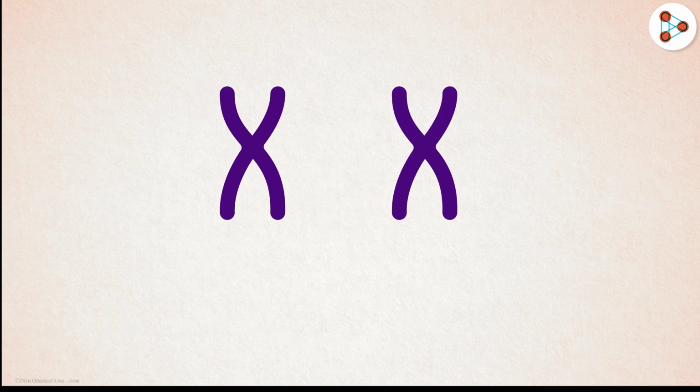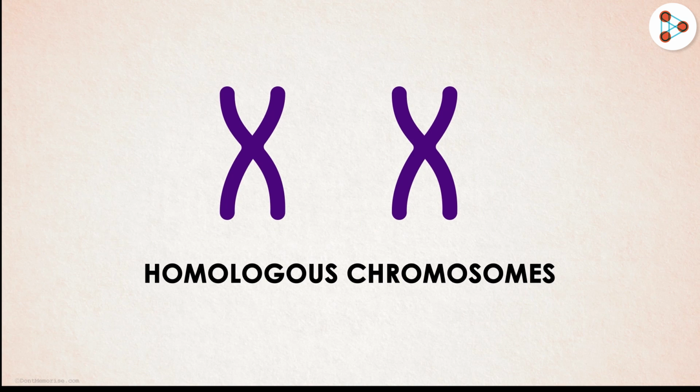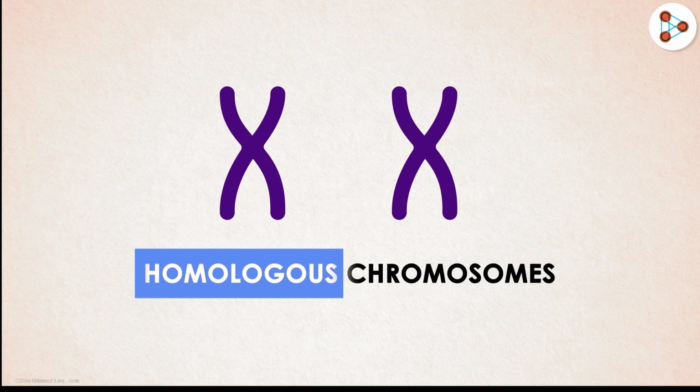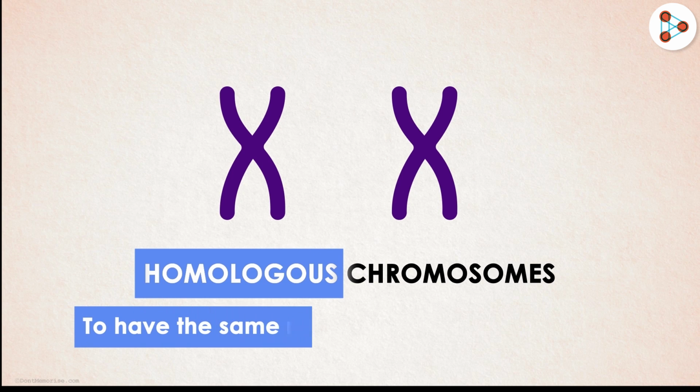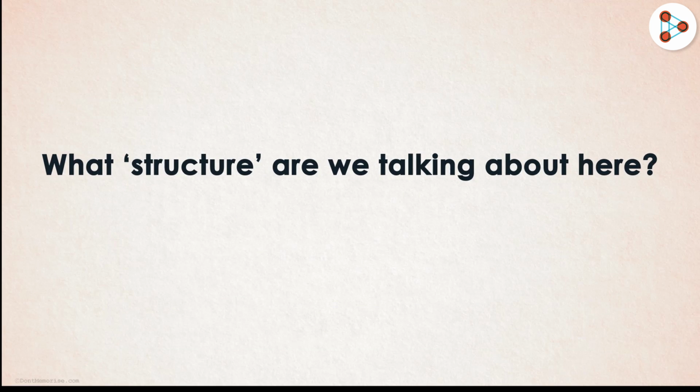Now let us look at another chromosome made up of two sister chromatids. They are duplicates of each other and are therefore called homologous chromosomes. What does the term homologous mean? It means to have the same relative position and structure. What structure are we talking about here?